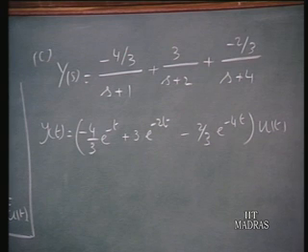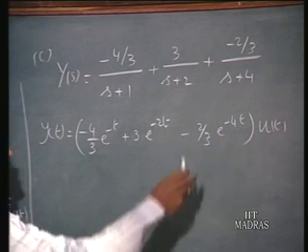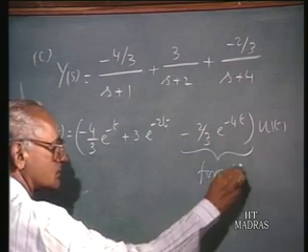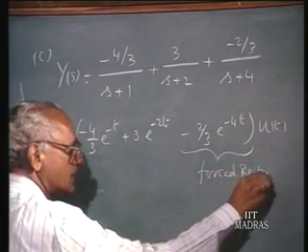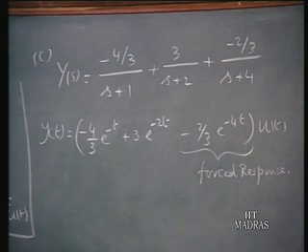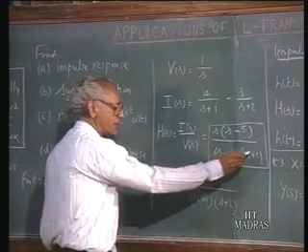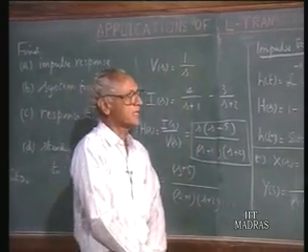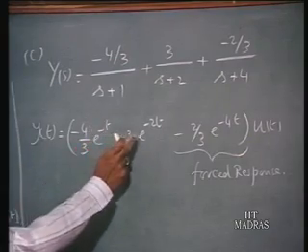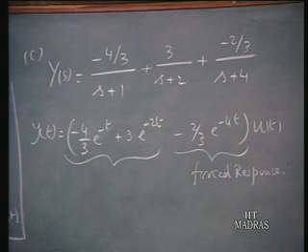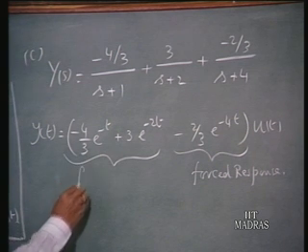The input is e to the power of minus 4t, and the output containing this term e to the power of minus 4t, this is the forced response. The forced response contains exactly the same complex frequencies as in the input. The system function has 2 poles at minus 1 and minus 2. Corresponding to this, you have these 2 terms, e to the power of minus t and e to the power of minus 2t. So this represents the natural response or the free response of the system.